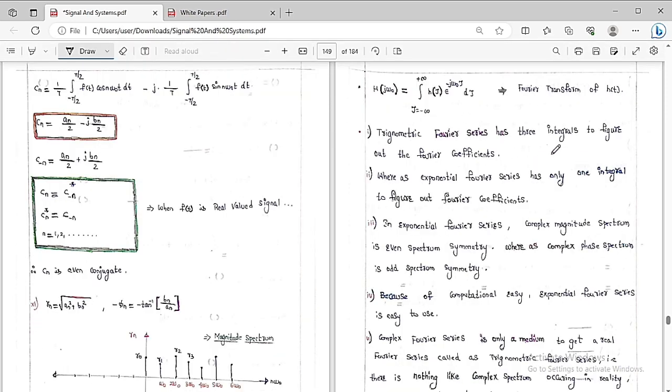We are going to discuss another point, which is H of j omega naught is equal to integration of tau from minus infinity to plus infinity h of tau into e to the power of minus j omega naught tau d tau. So this is called the Fourier transform of h of t.